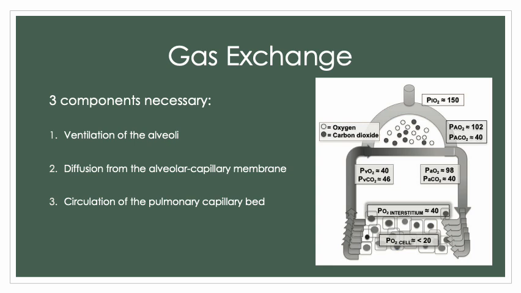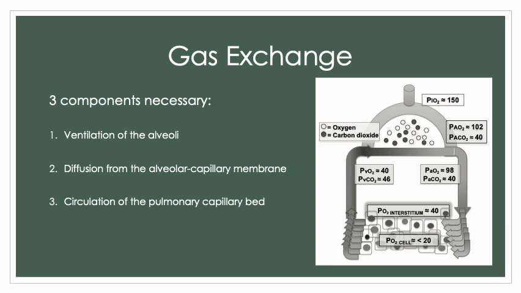So let's talk about gas exchange. And I think there's three things to keep in mind when you're considering gas exchange. First, you need to have ventilated alveoli. Second, any type of gas, oxygen or carbon dioxide, needs to be able to diffuse across the alveolar capillary membrane. And then third, there needs to be adequate circulation of the pulmonary capillary bed.